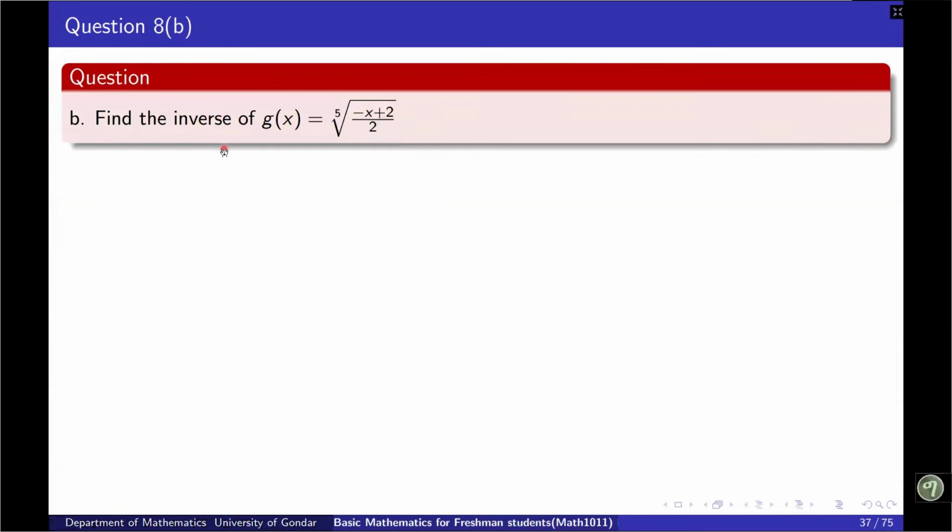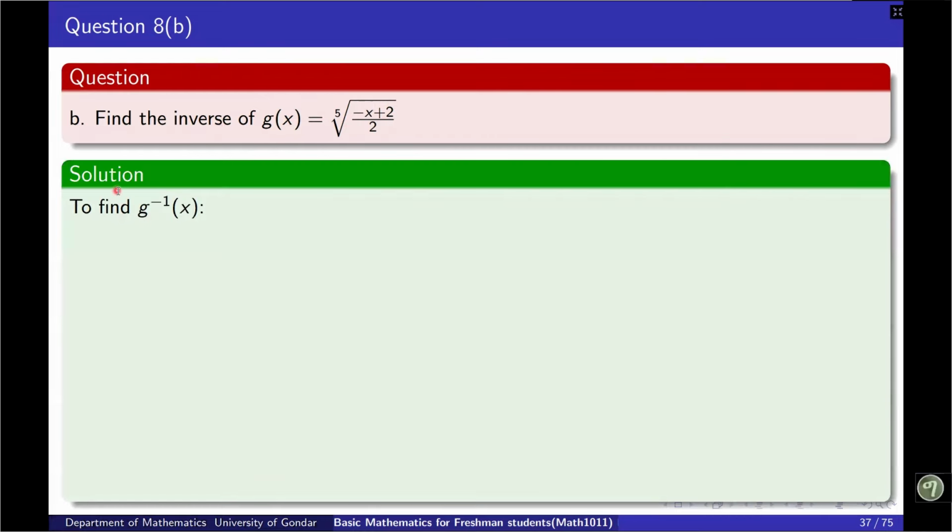Similarly for b, we're asked to find the inverse of g of x equal to the fifth root of minus x plus 2 over 2. Following the same procedure, we replace g of x by y first, and it becomes y is equal to the fifth root of minus x plus 2 over 2.